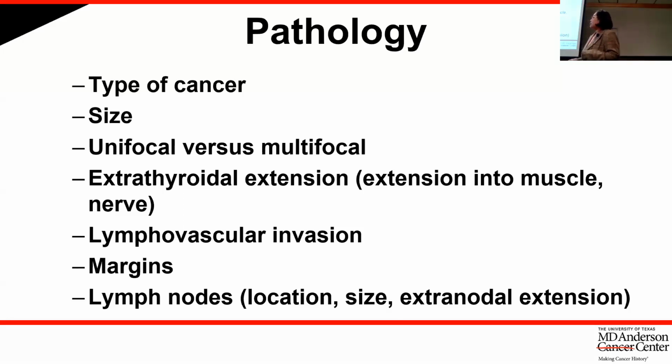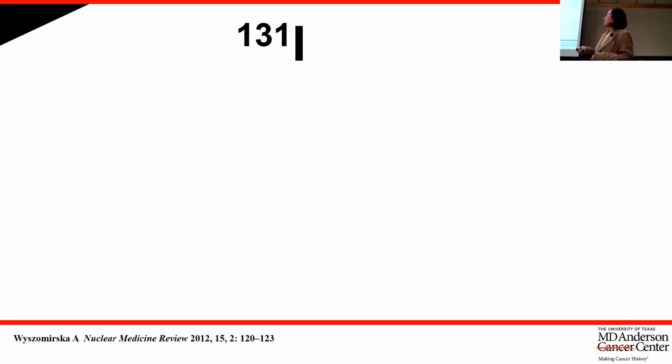And then we also have lymph nodes where you're looking at the location, which level was involved. We call it central neck or lateral neck. Was this cancer going outside the lymph nodes? What was the size of the lymph nodes? So these factors play a role in making the decision on radioiodine. So that's why we look at the surgical pathology and go from there.